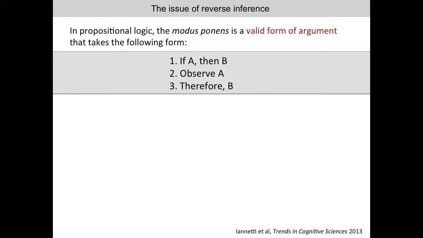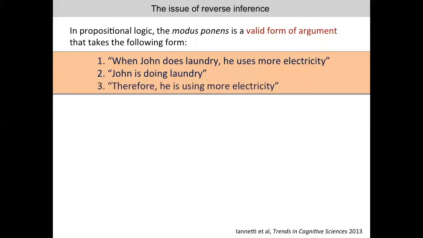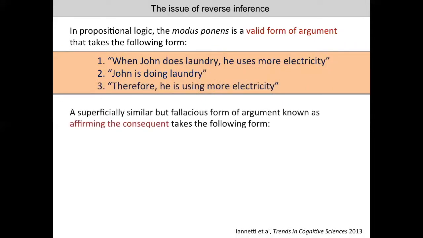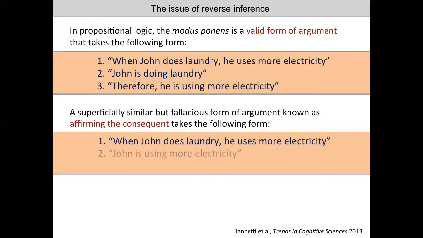No problem at all. It's a bit like saying if someone does laundry, they use more electricity, then I run my experiment, I see that the person is doing laundry, and then I can be certain that they're going to pay more at the end of the month. Something similar, superficially but profoundly different, is the opposite. When he does laundry, he uses more electricity. I run my experiment, I observe that the electricity bill has increased, and then I conclude that that person was doing laundry. It's obvious that there is a problem here.